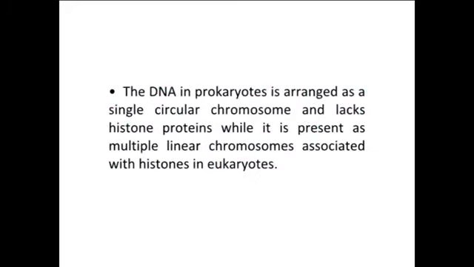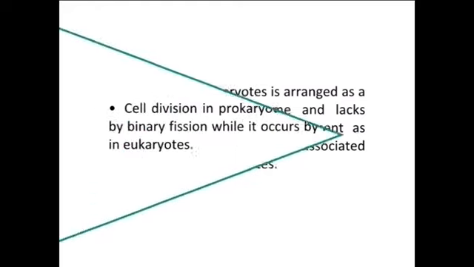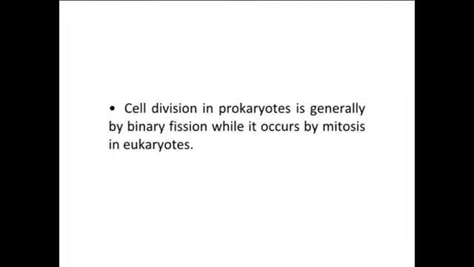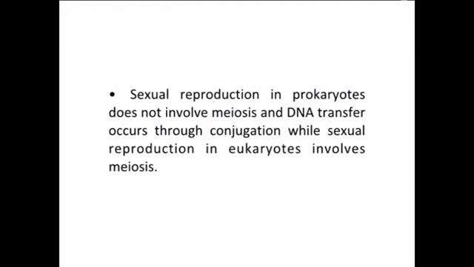The DNA in prokaryotes is arranged as a single circular chromosome and lacks histone proteins, while it is present as multiple linear chromosomes associated with histones in eukaryotes. The next is cell division in prokaryotes is generally by binary fission, while it occurs by mitosis in eukaryotes. Next, sexual reproduction in prokaryotes does not involve meiosis and DNA transfer occurs through conjugation, while sexual reproduction in eukaryotes involves meiosis.